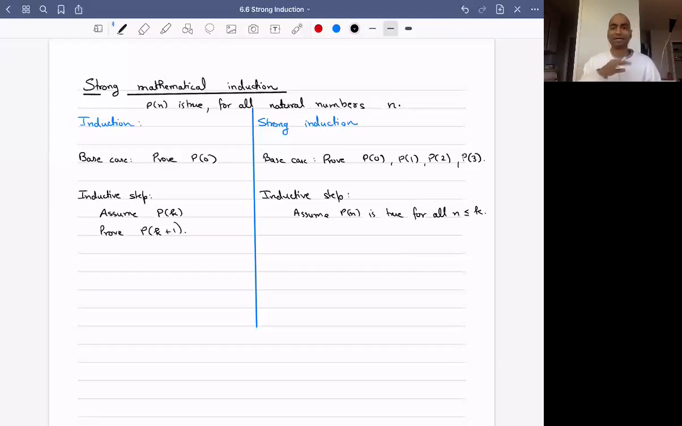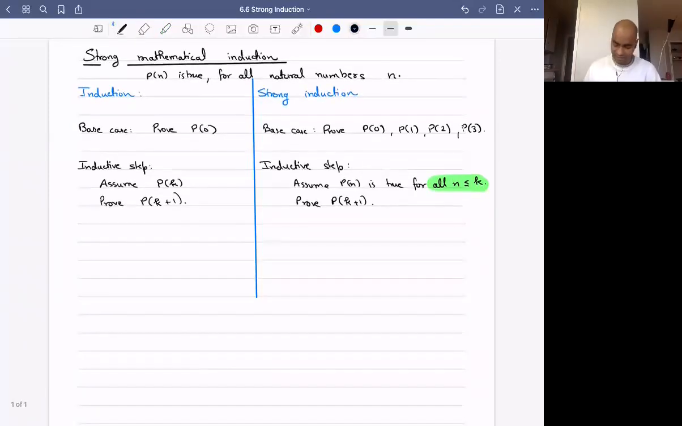But this is a very drastic difference. Now I'm assuming that Pn is true for all n less than or equal to k. So I'm assuming P0 is true, P1 is true, P2 is true, P3 is true, all the way up to k. So I have lots of assumptions. And from this, then I'll prove that Pk plus 1 is true. Okay, so that's the main difference in strong induction. And like I said, this is hard. I won't even pretend that it's not hard. But as long as you can do the homework problems, which are based on the problems in the book, it's fine. You should just move on.